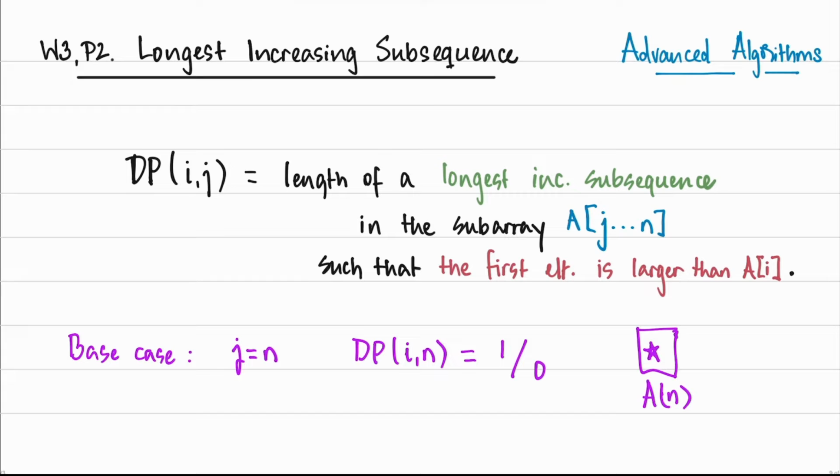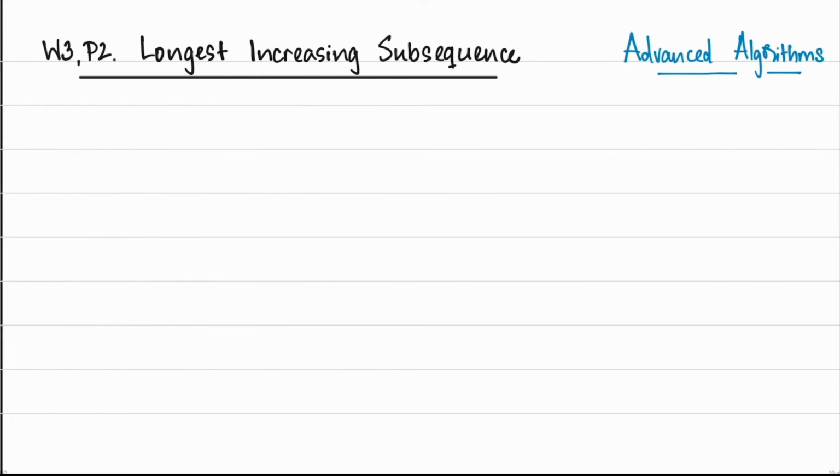So this is going to be a 1 if i is such that A of i is smaller than A of n, and it's going to be a 0 otherwise. So if A of i is at least A of n, then this value will be 0. Just to be sure that we're on the same page, let me work this out with an example.